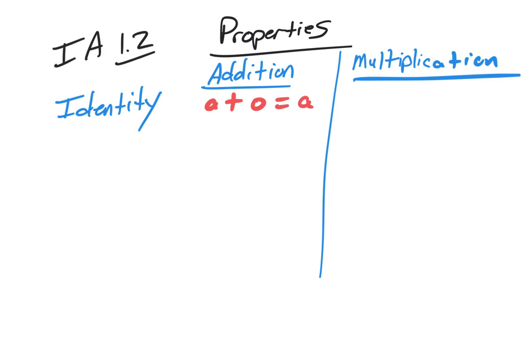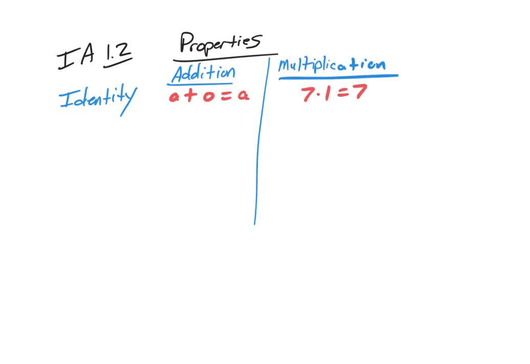Okay, multiplication, same idea, except we're multiplying. So what would I have to multiply by 7 to get back to 7? 1, yeah. So we're going to say 7 times 1 equals 7. And if we did it with the variable, a times 1 equals a. So you can do it with the number, but when we write the actual property, we always use a variable, and you can use whatever variable you want.